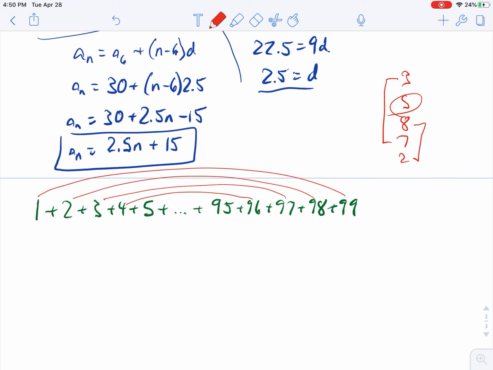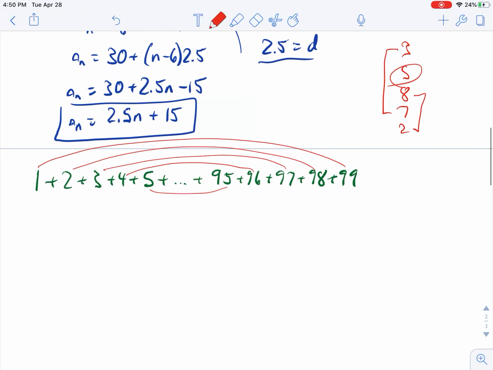So how do you add these? Well, what I do is I find the ones that go together well. That's 10, that's 10, so it's 25. 2 10s and a 5, right? So that's a nice way to do it. So here, do you see any that go nicely together? Like the 1 and the 99 are 100.